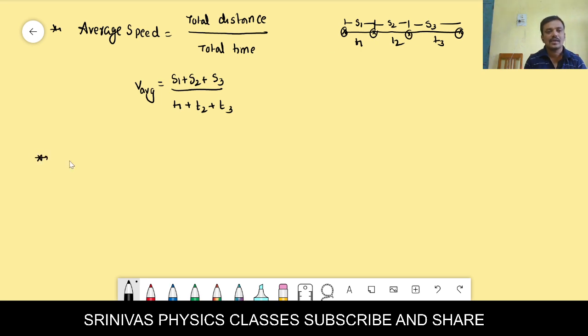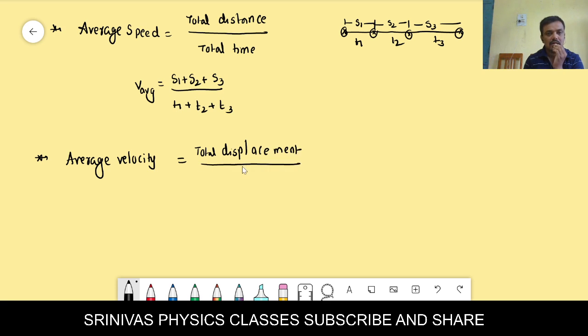If you want average velocity, there is a formula: total displacement by total time. Velocity means displacement comes, speed means distance comes. For displacement, there is another formula: change in position, final position minus initial position, by time interval. Its unit is also meter per second.